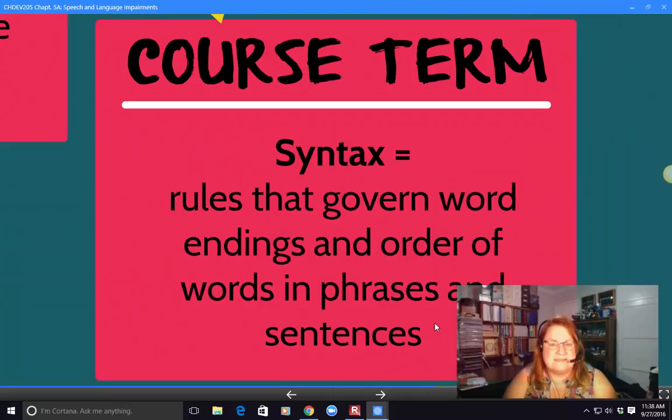Now, syntax is really word endings. It's like the ing or the es.